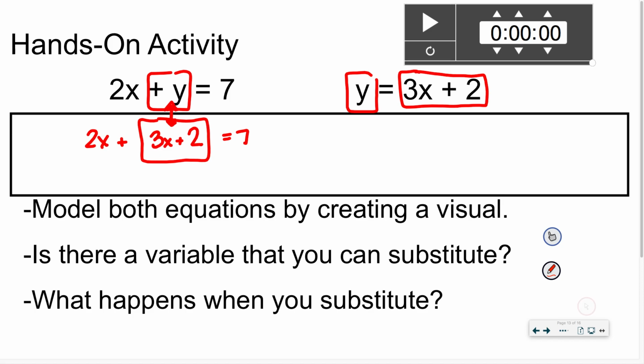Does anyone have specific questions that you want to go over before we practice a few? I'm going to actually pause this.